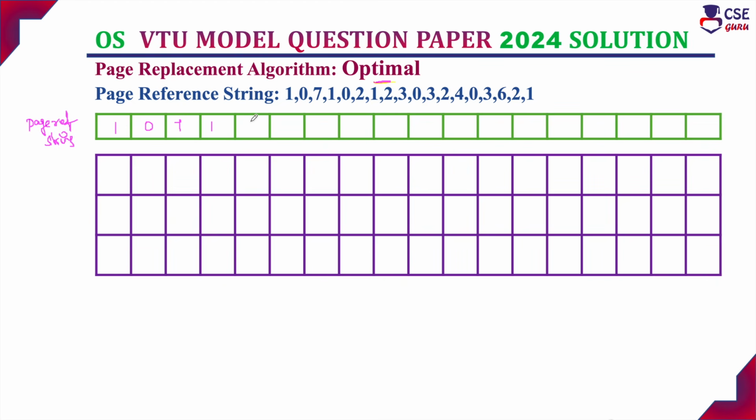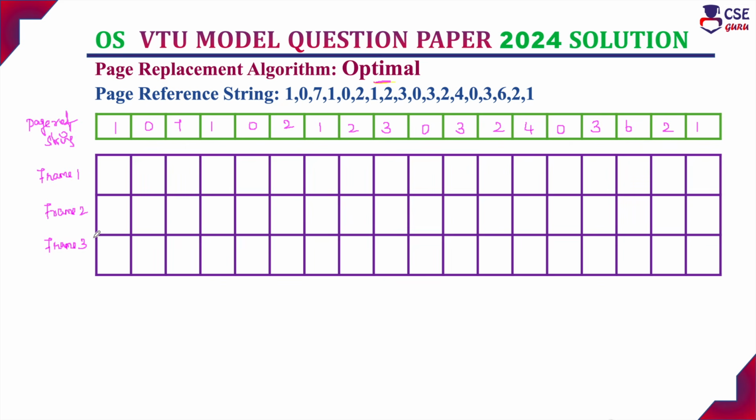1 0 7 1 0 2 1 2 3 0 3 2 4 0 3 6 2 1. So this is the page reference string, and here they have given 3 frames: frame number 1, frame number 2 and frame number 3.